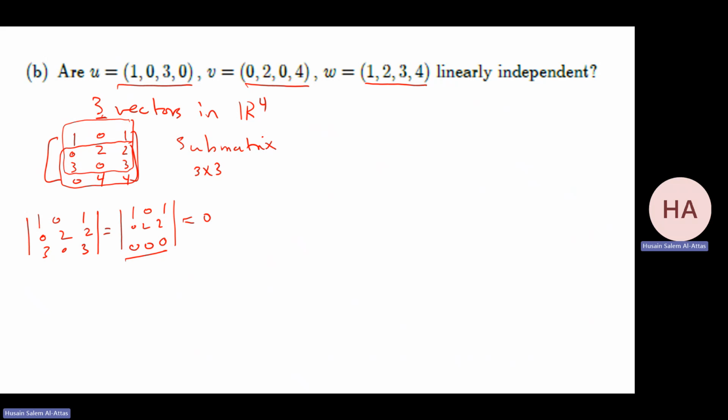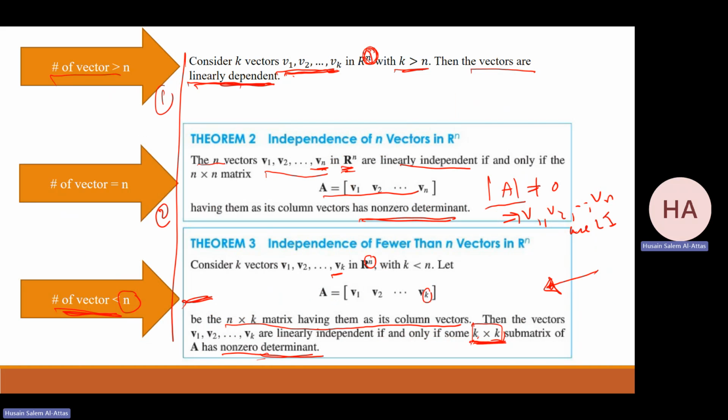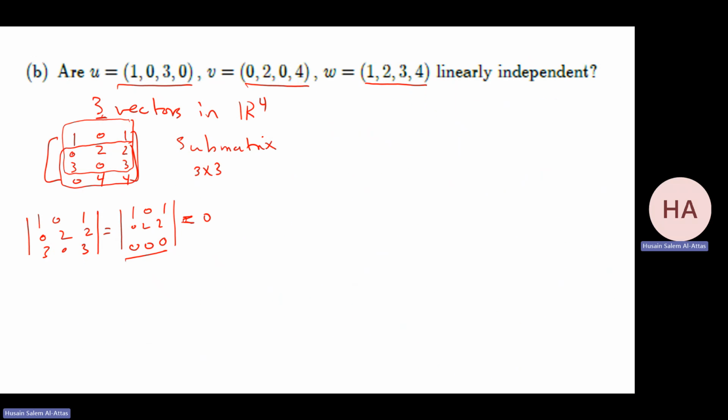Since I'm not getting a non-zero determinant, you need to go back to the previous way, which is through Gaussian elimination, to try to find the C's. Or more than that, actually, if you look at these vectors, it's very clear. I have U plus V is equal to W. 1, 0, 0, 2, 3, 0, 0, 4, which is this one. So they are linearly dependent. For sure, they are linearly dependent, just by inspection, just by looking.